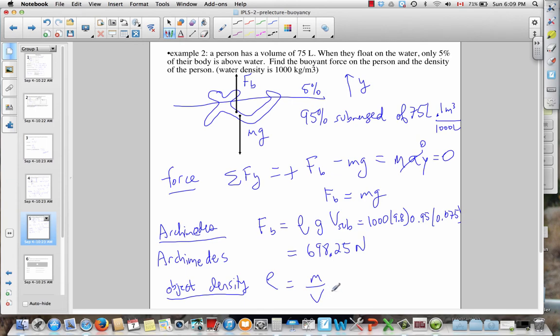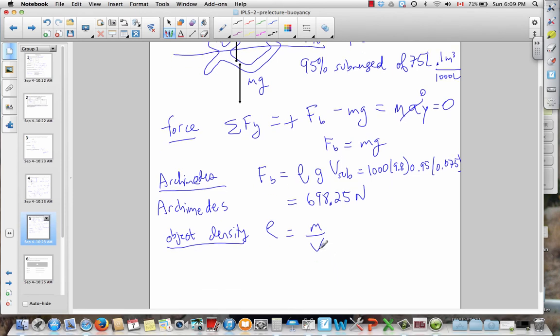The volume of the object is known. We know it's 75 liters. This is the full volume of the object. Okay, so it's not the submerged volume. It's going to be the total volume.